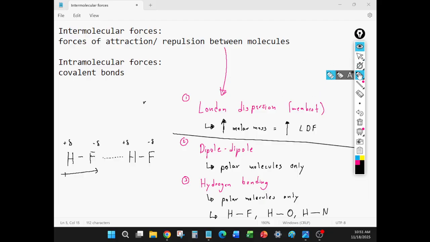Okay. All right, so HF is pretty much the same thing as dipole. Why did I erase that?